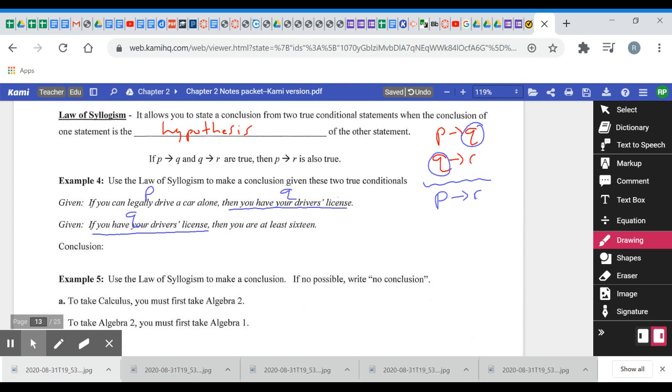It says, then you are at least 16. That's some new information that was brought into the problem. We haven't seen that yet, so we're going to give it a new letter, R. Okay, and so our conclusion then is going to be if P, then R. We basically want to write that information and that information into a statement, and that will be a valid conclusion as well. So if you can legally drive a car alone, then you are at least 16.